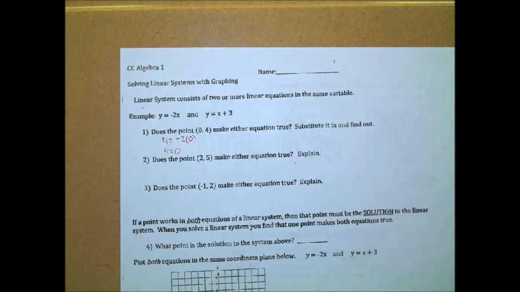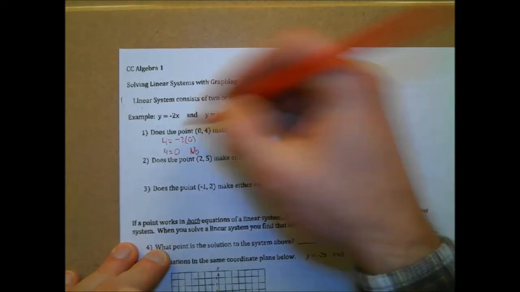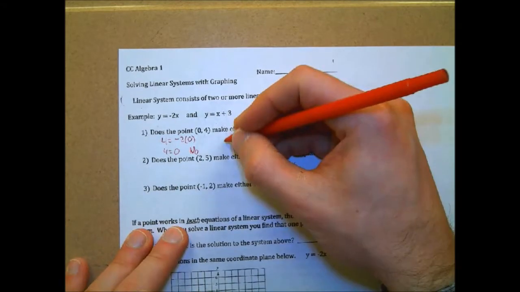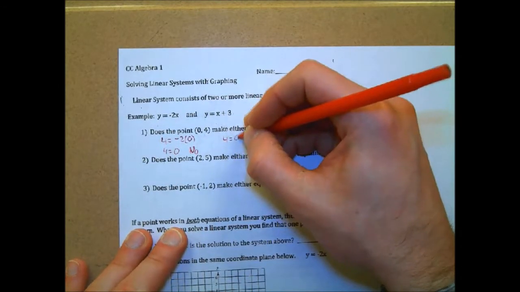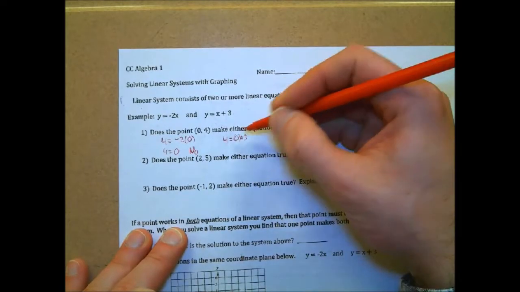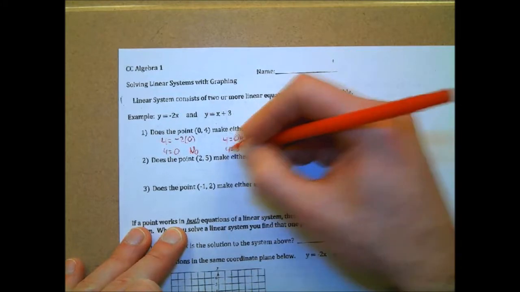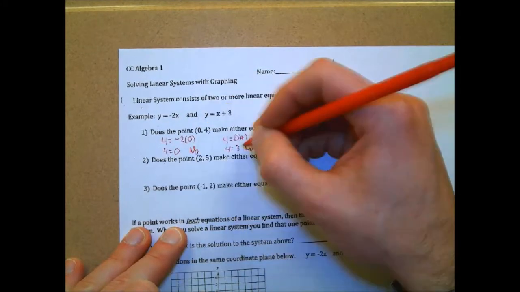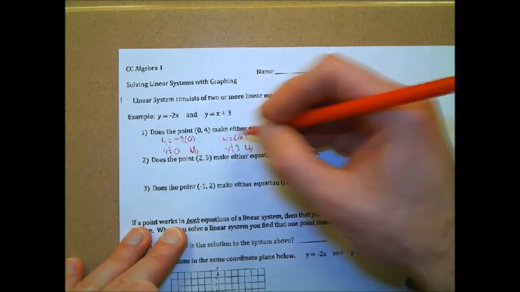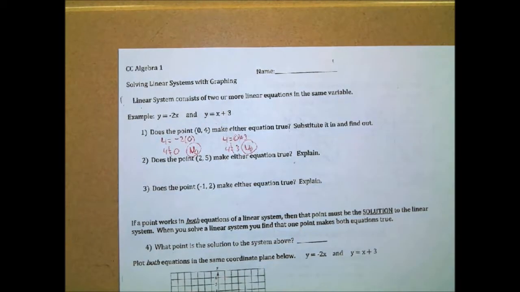Does it make this equation true? No. Now it asks for both, so let's check the other one too. Put 4 in for y, put 0 in for x. 0 plus 3 is 3. Does 4 equal 3? No. So (0, 4) is not a solution to this, and it's not a solution to this. This point is not on either of those two lines. If you were to graph it, it wouldn't be on the line. Very good.